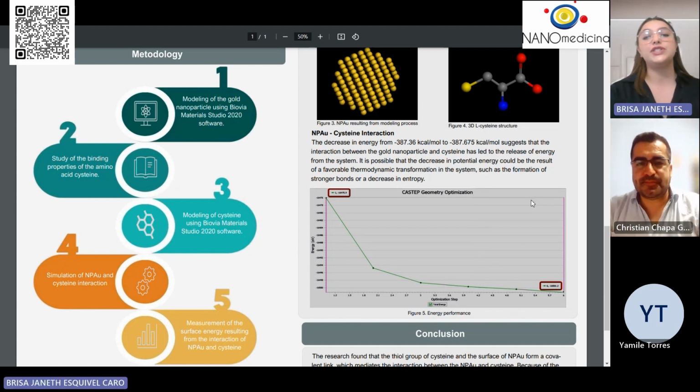The decrease in the potential energy could result from a beneficial thermodynamic transformation in the system, such as the formation of stronger bonds and reduced entropy. The entropy is reduced because of the reaccommodation of the atoms during the interaction. The reduction in potential energy indicates that the reaction between the gold nanoparticle and the cysteine is beneficial and leads to a stable interaction between the components of the system.